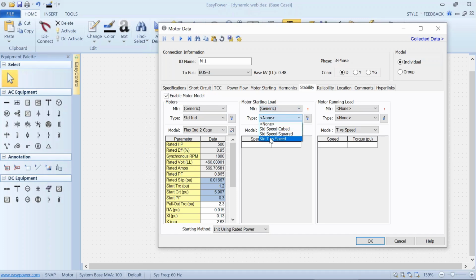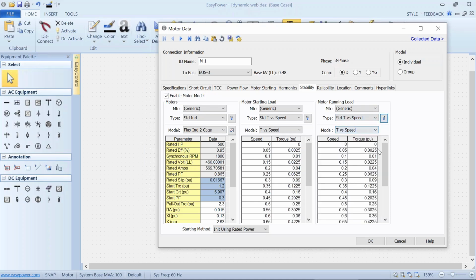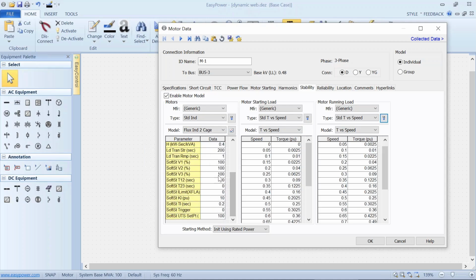For generic, let's use standard time versus speed. We'll calculate that out as a plot. And same thing for while it's running, time versus speed. Again, this is a gross approximation of how to get going, but I'm making the point. Now, what we're going to do when I get to it is I have these parameters in my model that are related to soft start and the time element that the soft start will be invoked. And so that's what we're going to come back and adjust.